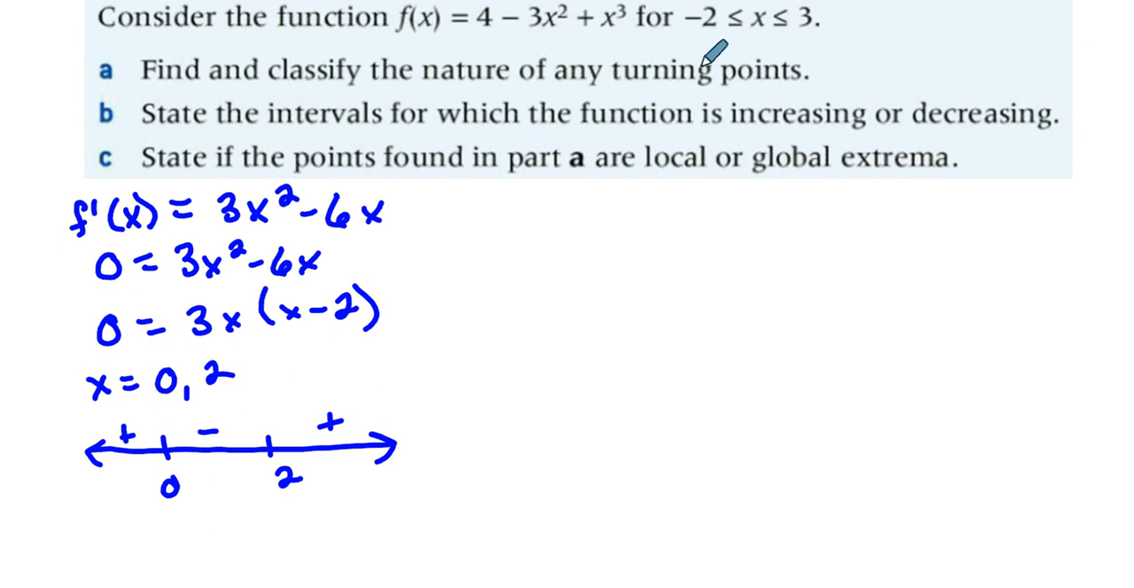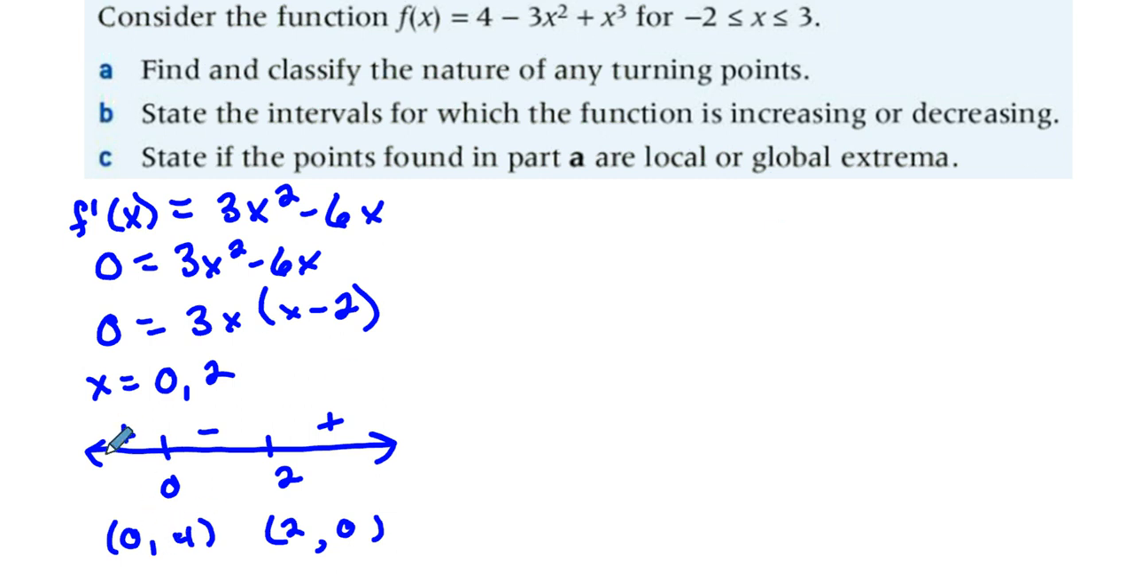Okay, so with that in mind, I had that value at 0. What's its y value? 4. And I had the value of 2. What's its y value? 0. Again, we're just putting into the original function to get what those points are. So let's state what we know about those points.